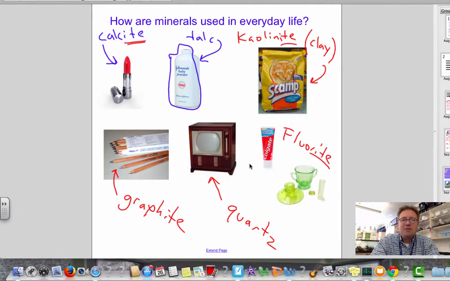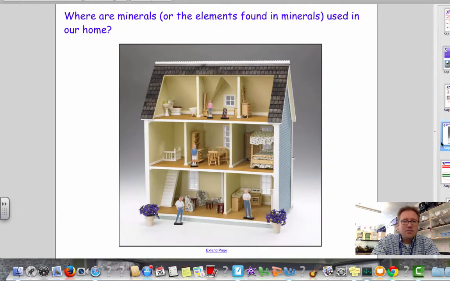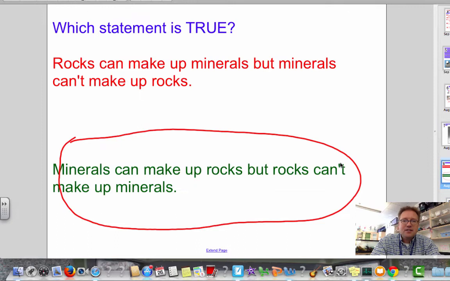We talked briefly about how minerals are used in everyday life. You don't really need to know this for the quiz. Here are some basic examples of where minerals are used, but they are used in lots of different ways. We didn't use this next page, so don't worry about it. The connection between minerals and rocks is that minerals make up rocks, but rocks don't make up minerals. As we look at minerals, think of these as the building blocks of rocks. Rocks are made up of different types of minerals.